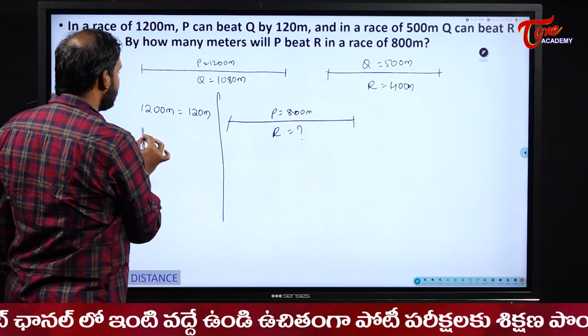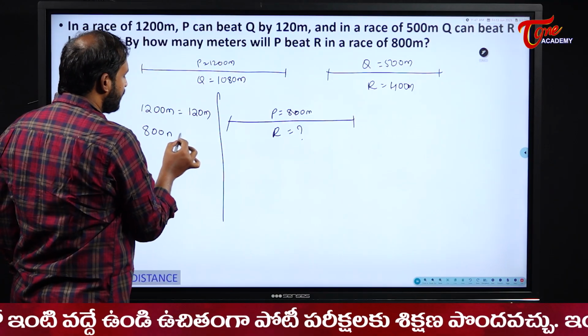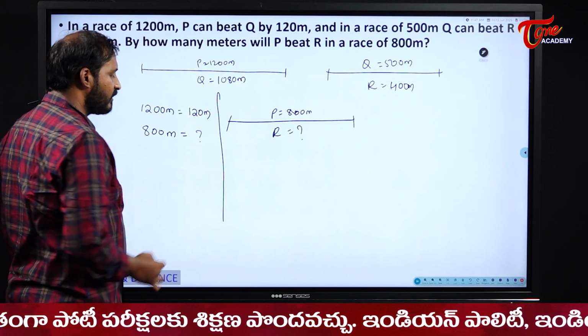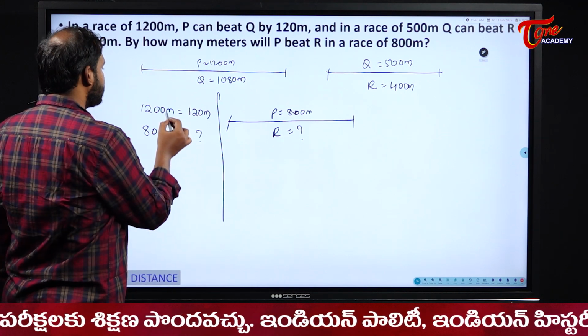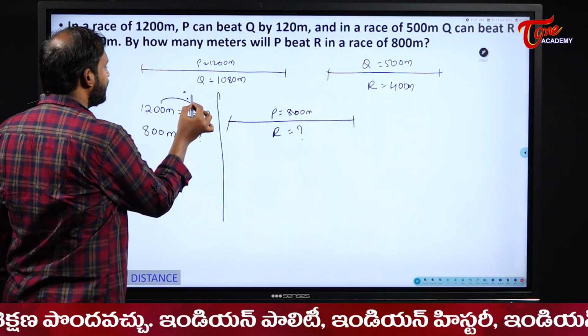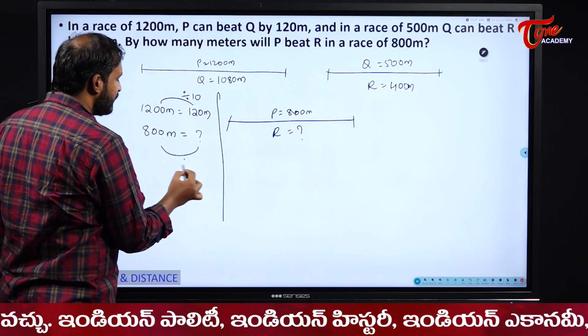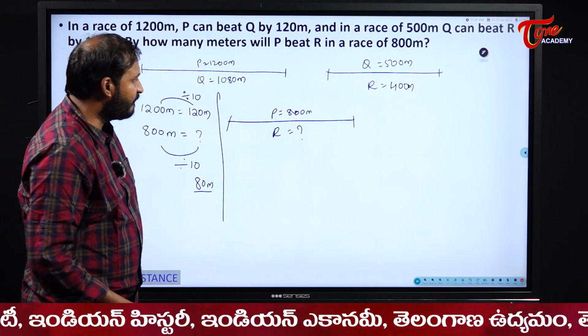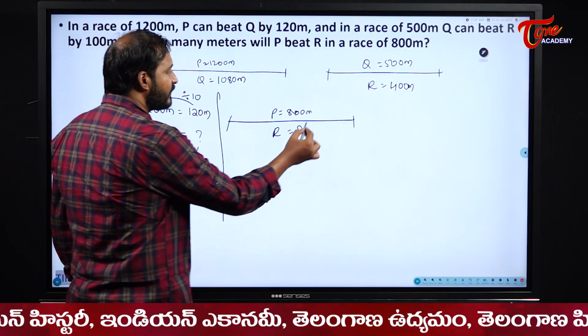Now the race is for 800 meters. So in 800 meter race, how much start will it get, or how much will it beat by? Please observe here, from here to here divided by 10. So similarly from here to here divided by 10. So that means it will beat him by 80 meters. That means if P runs for 800 meters, Q will run for how much?